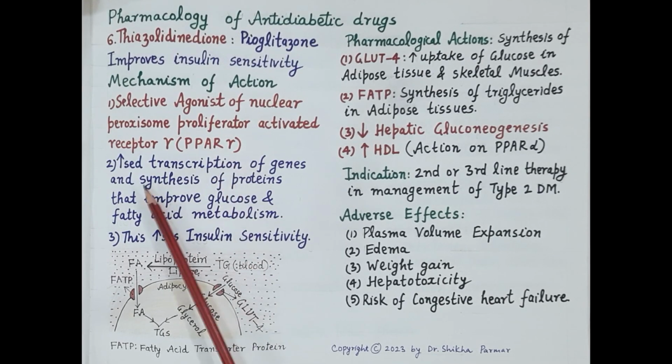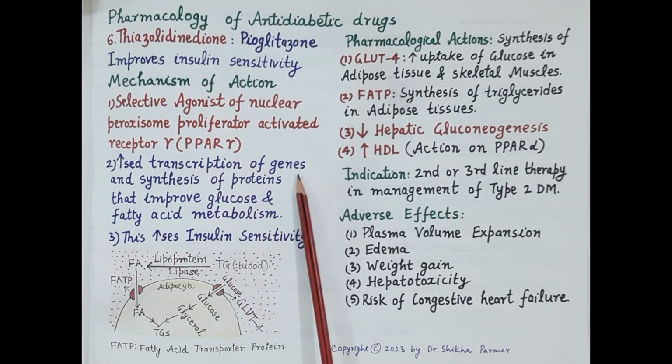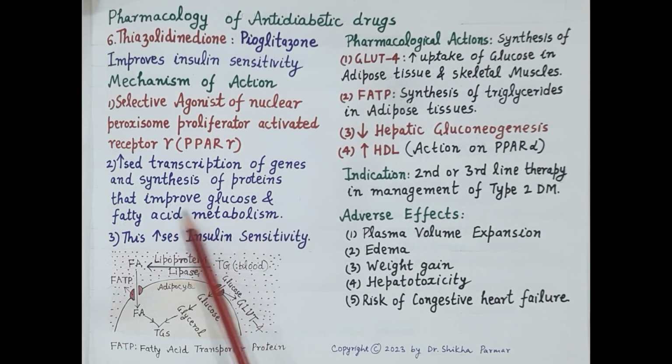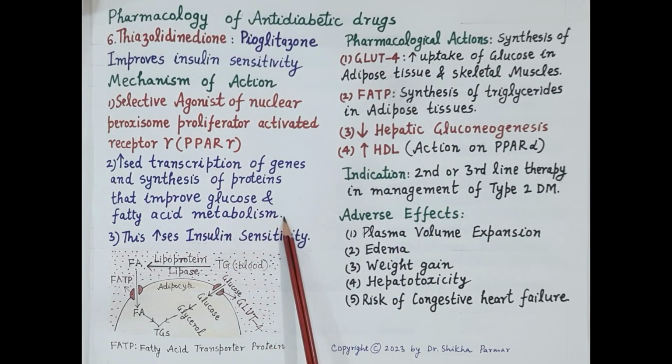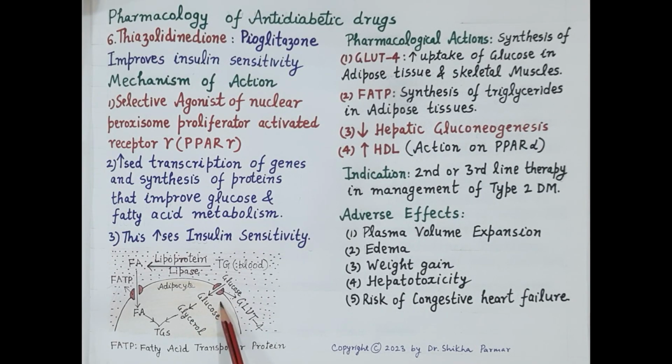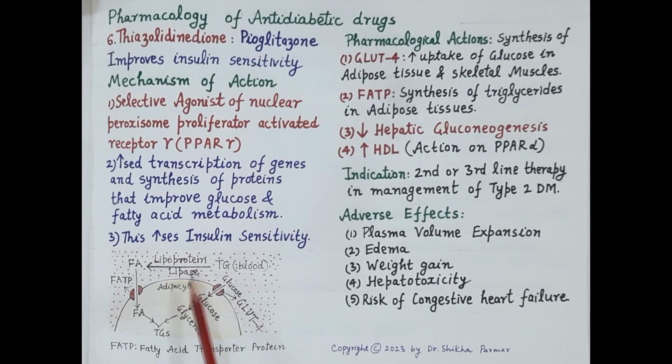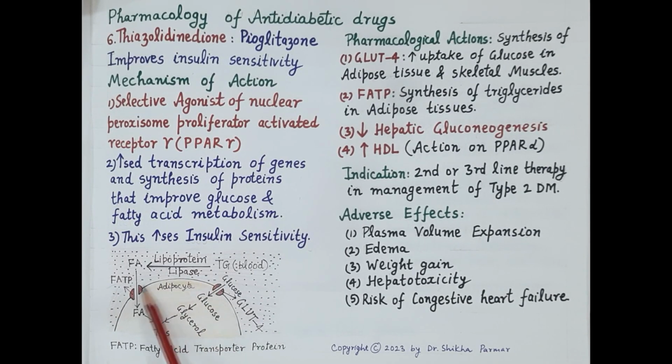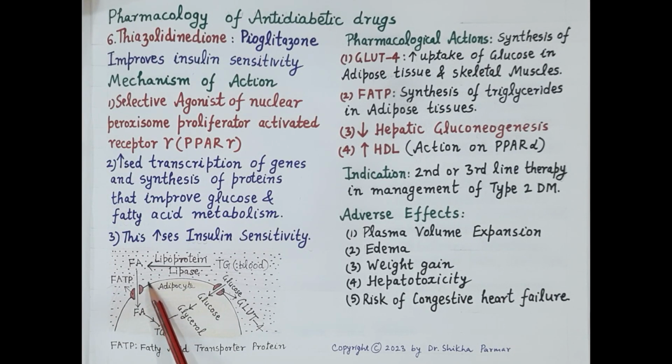This causes increased transcription of genes and thus increased synthesis of proteins that improve glucose and fatty acid metabolism, thereby increasing the insulin sensitivity. So, pioglitazone causes increased synthesis of proteins like GLUT4, that is the glucose transporter 4, then increased synthesis of protein, that is lipoprotein lipase, and increased synthesis of protein, that is FATP, fatty acid transporter protein.